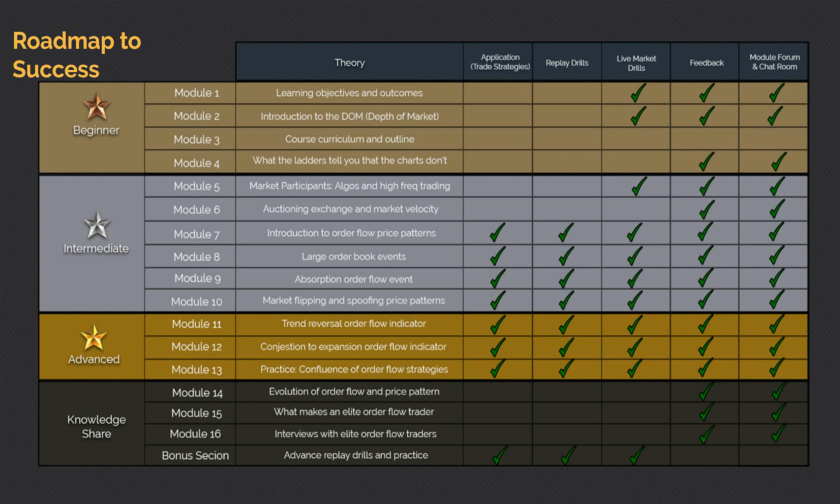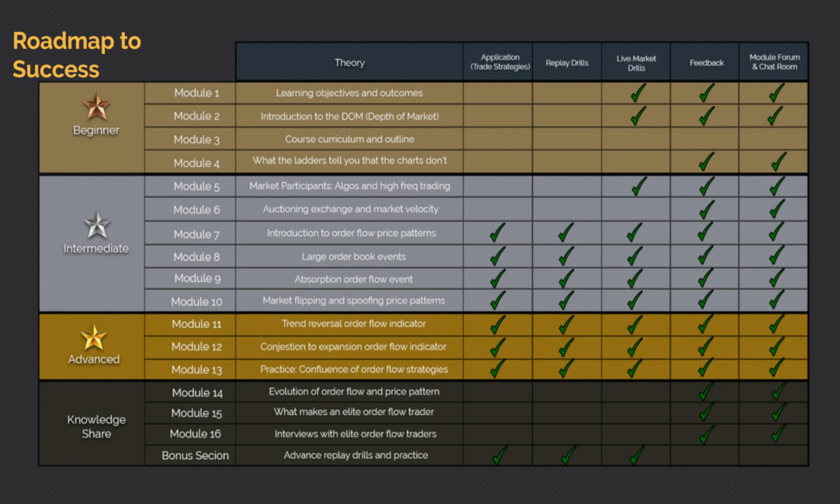Now the beginner section, we've already gone through the first two modules. And the next module will be module 4. We'll be looking at what the ladders tell you that the charts do not. Then we really shift gears and we start looking at the intermediate level. And we begin by looking at the various market participants, the algorithms and the high frequency trading systems.